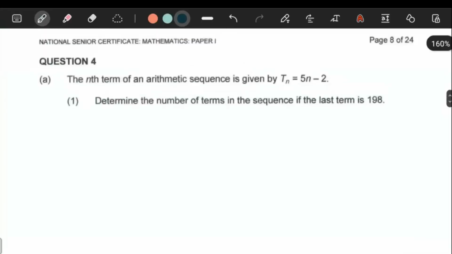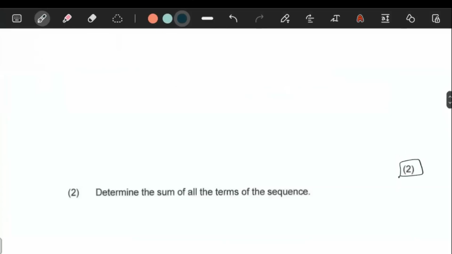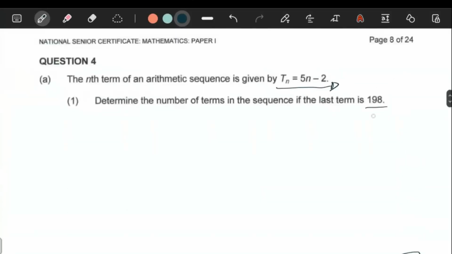Question number 4. What do we have here? It says, the nth term of an arithmetic sequence is given by this. Determine the number of terms in the sequence if the last term is 198. Straightforward question. They want us to find the number of terms, so we make Tn equal to 198. Solving for n will give us the position of the last term, and if we find that, we find the number of terms in the sequence.